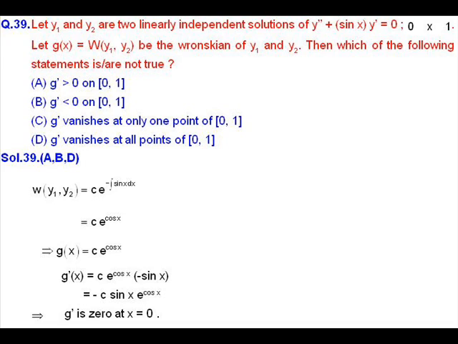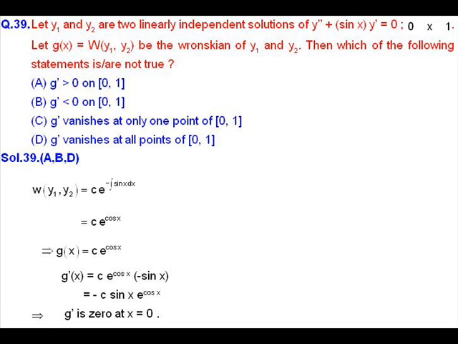So when by the formula we compute the Wronskian, then we have Wronskian W equal to c times e to the power minus integration of sin x dx, that is W is equal to c times e to the power cos x, that is our function g(x) equal to c times e to the power cos x.